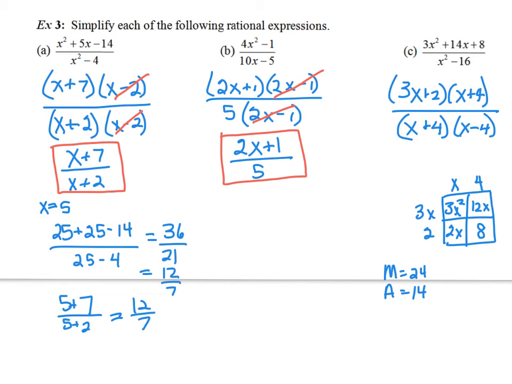That allows us to cancel off my like factors of x plus 4. So my reduced or simplified fraction should be 3x plus 2 over x minus 4. And again, I could pick a value for x and see if they match.